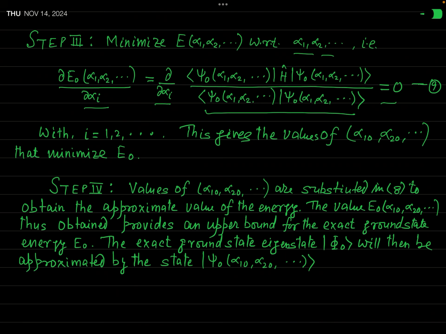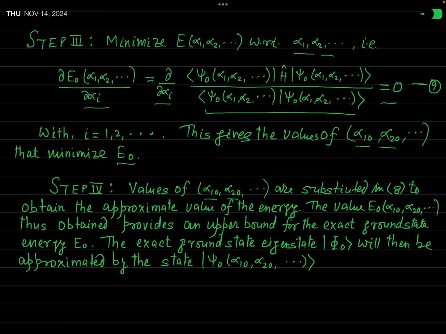Actually, when you equate it to 0 and solve this equation, then you will have different values of alpha for E equal to E naught. So for E equal to E naught, the value of alpha 1 will be denoted by the symbol alpha 1 0. For alpha 2 it will be alpha 2 0. So these values will be obtained, as I have mentioned here, that solving this equation 9 you will get alpha 1 0, alpha 2 0 and so on. Actually, these are the different values of alpha which minimize this E naught.